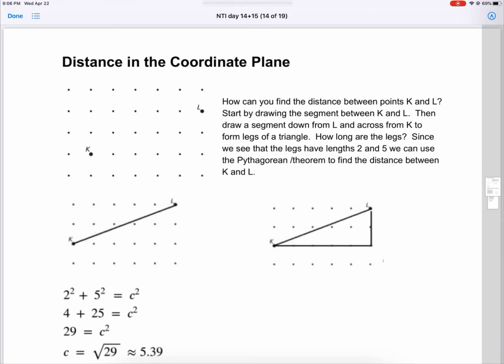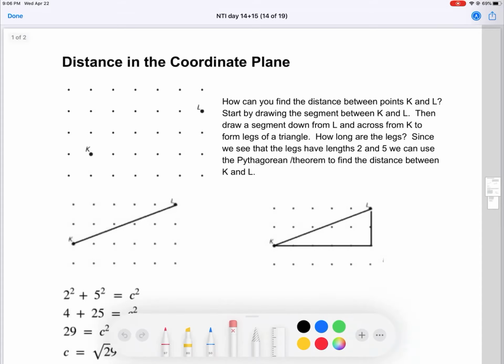Well, today what we're going to do is very similar to the past week and a half with the Pythagorean Theorem. This time though, we're going to find distance in the coordinate plane. So we're actually going to use that coordinate plane to figure out how long or how short a side length is.